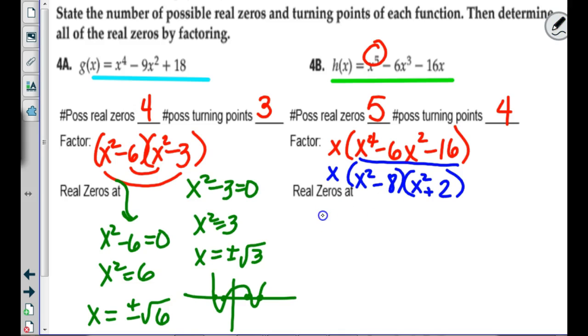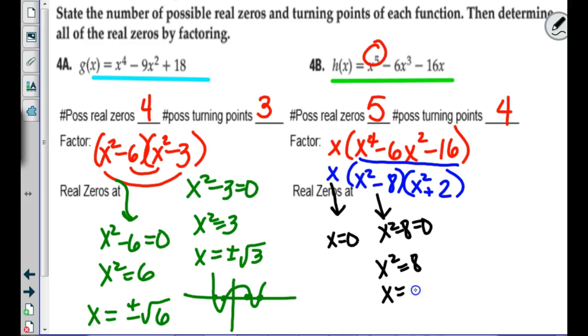So where are the zeros? This one is at x equals 0. This one would be x squared equals 8, x equals plus or minus the square root of 8, which if we are good little mathematicians, it'd be 4 times 2. This guy would get out of jail, 2 square roots of 2. What about this one?